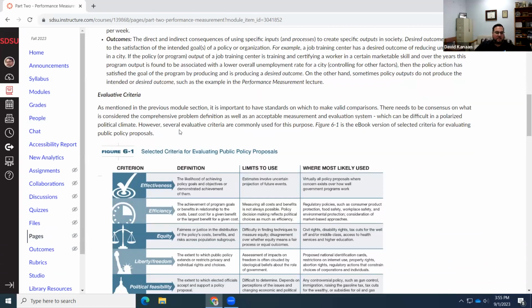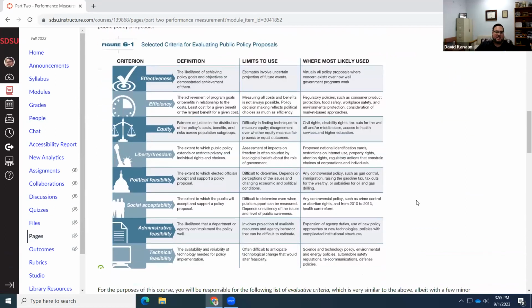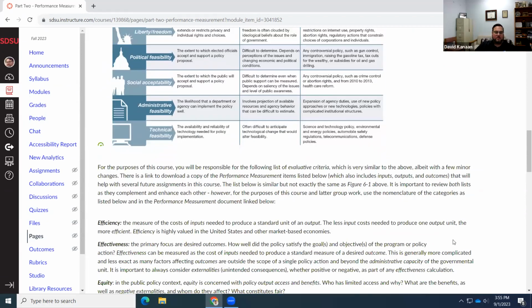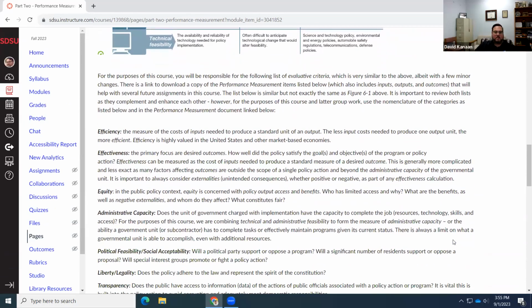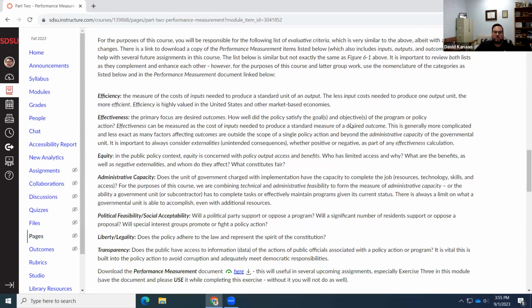Evaluative criteria. This is from the text. We use some of this. I've changed it and combined a few to give you a little bit less number of items, and I'll show you that in a second. So this is what the text says. These are all great definitions. And this is just like the others. For the purpose of this course, these are the ones we're going to be studying.